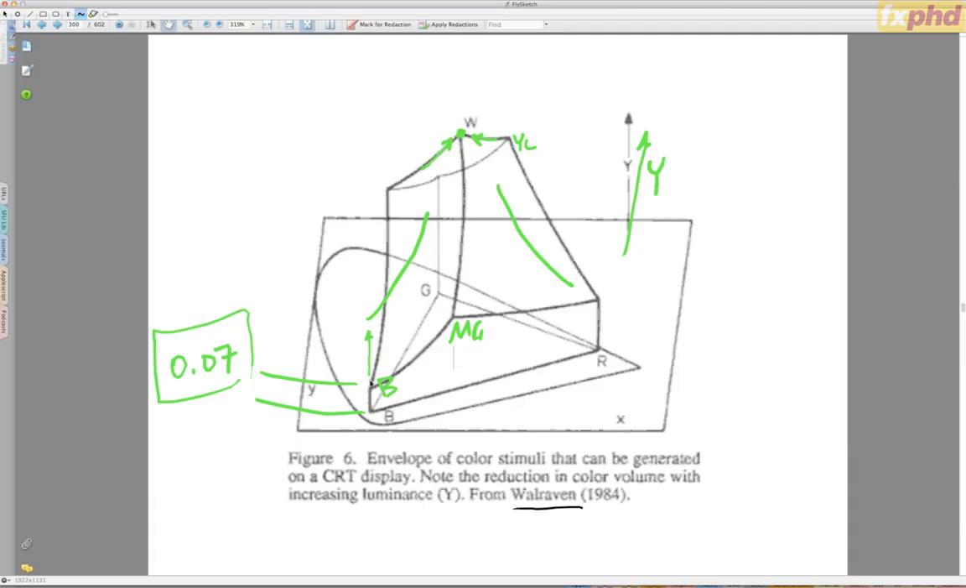The only way to get it brighter is to add some green or add some red, but obviously that changes the color. So the key point is to keep in mind that the triangle down here on the two-dimensional plane doesn't tell you the whole story. There's a shrinking of the gamut as you go further up on the luminance axis.